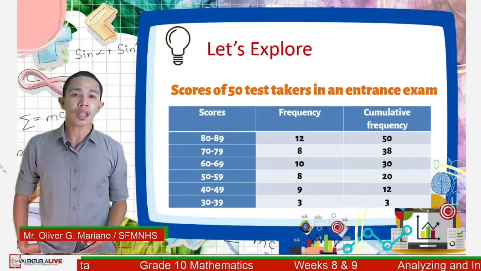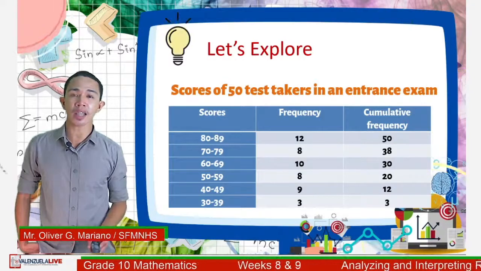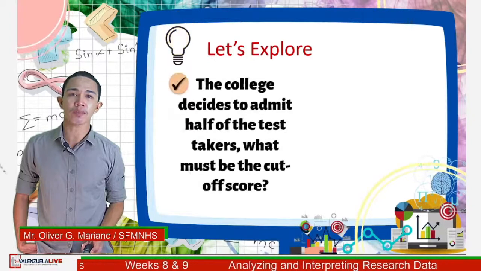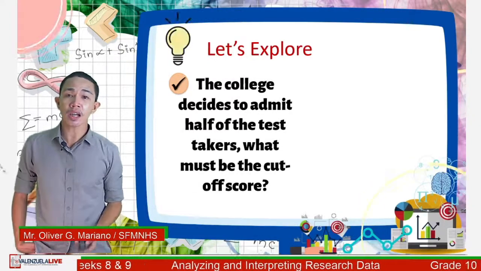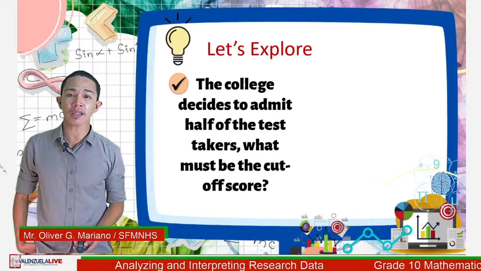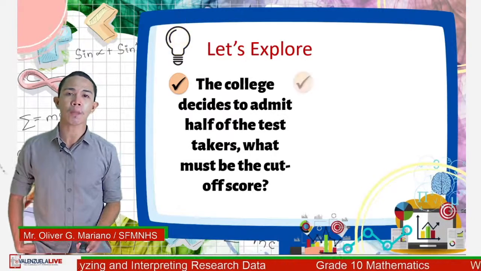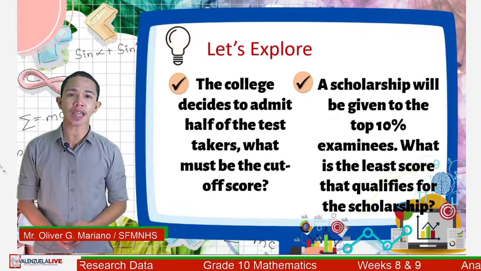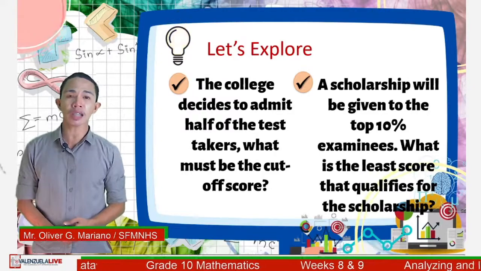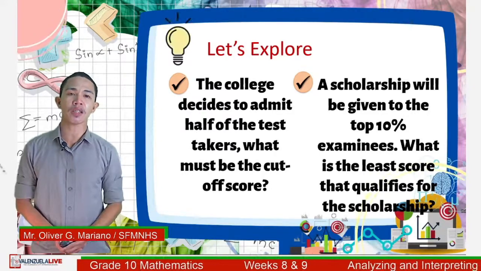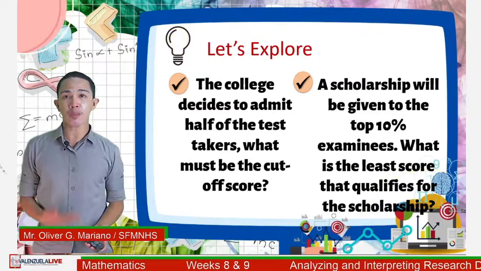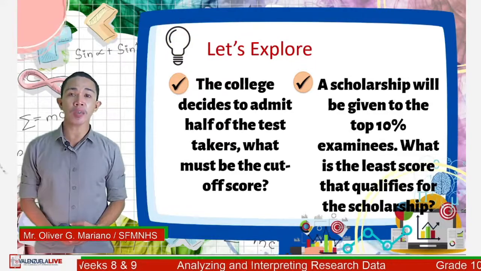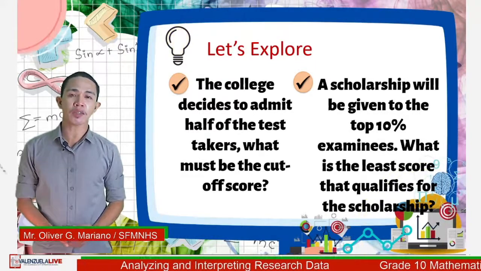Now, the college who conducted this entrance exam would like to examine the following questions. First, the college decides to admit half of the test takers. What must be the cutoff score? Another is a scholarship will be given to the top 10% of the examinees. What is the least score that qualifies for the scholarship? Again, just like with our first example, to address these questions, we need to make use of measures of position.